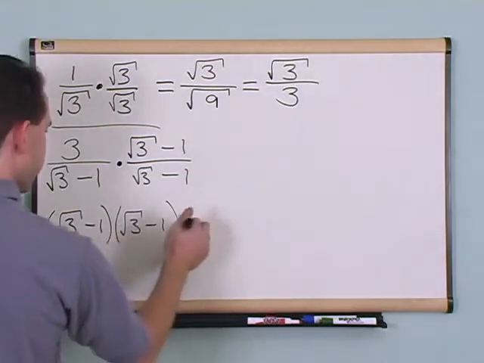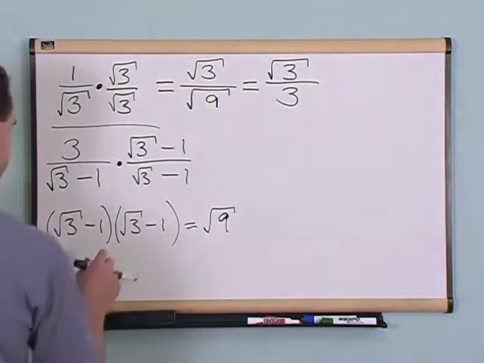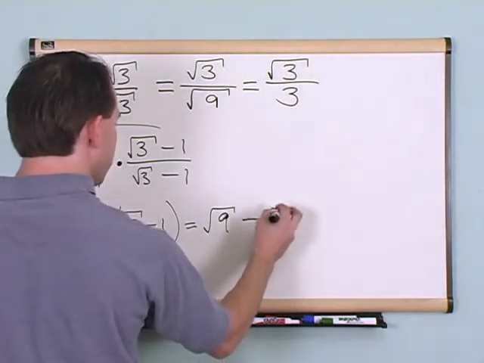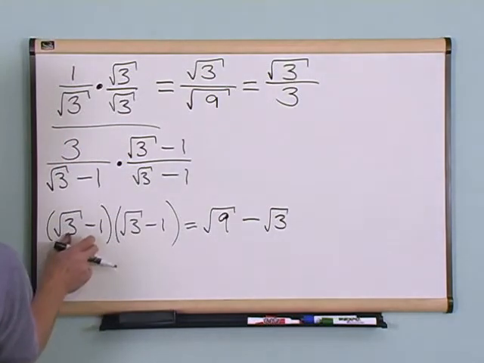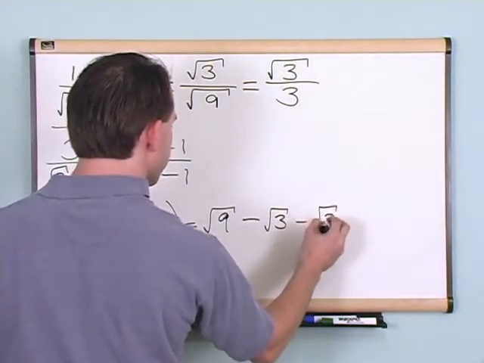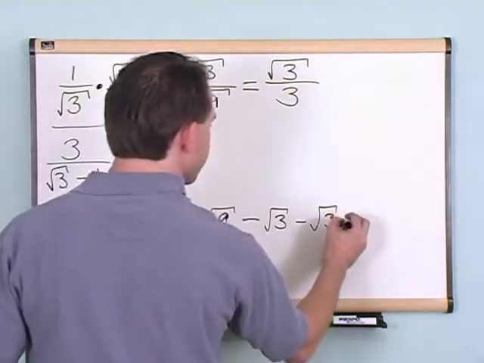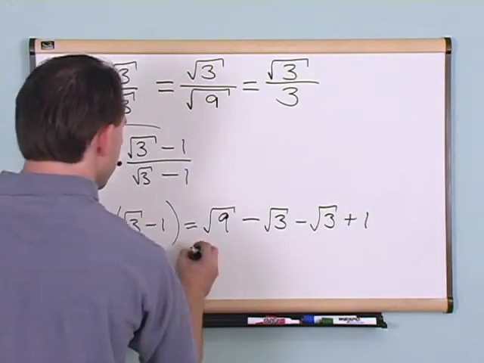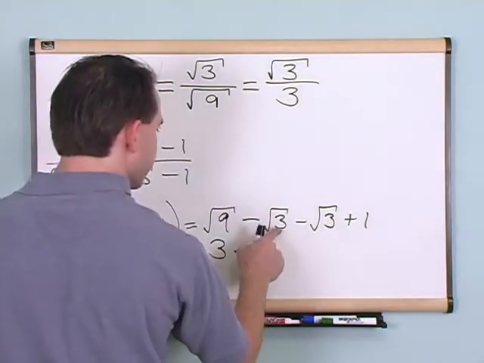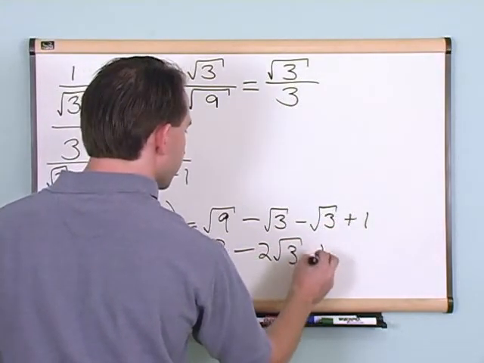Square root of 3 times square root of 3 is the square root of 3 times 3, which is 9. Inside term: minus 1 times the square root of 3 gives me minus square root of 3. Outside term: square root of 3 times negative 1 is minus square root of 3. And then negative 1 times negative 1 gives me positive 1. Square root of 9 is perfectly 3, minus square root of 3, minus square root of 3 is minus 2 times the square root of 3, plus 1.